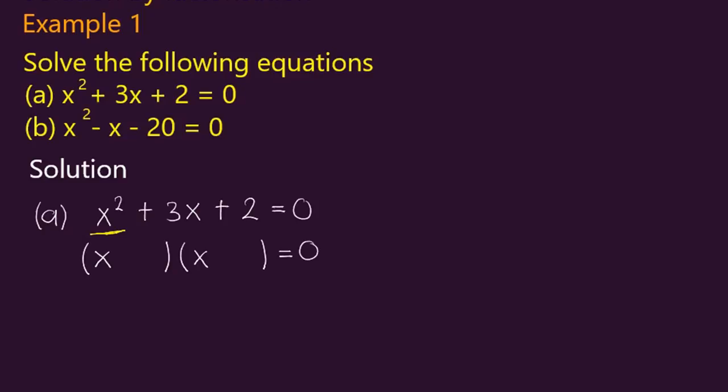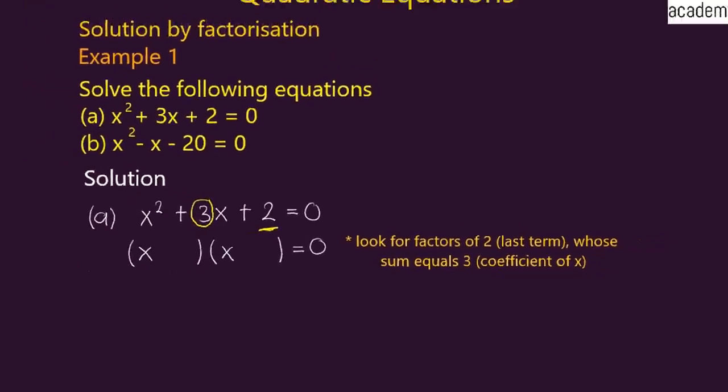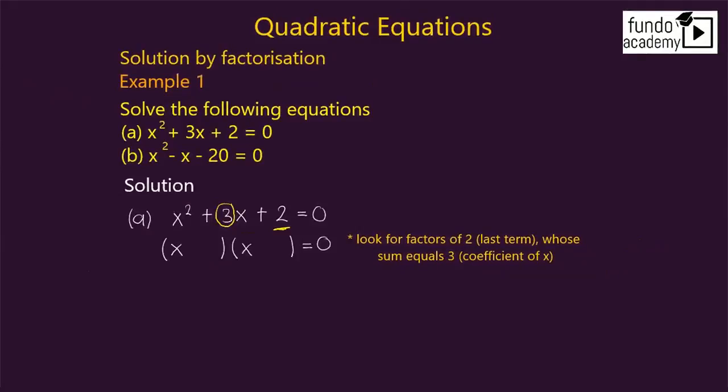And what I do next is I look for factors of the last term. In this case, the last term is 2, whose sum equals the coefficient of x. In this case, the coefficient of x is 3. Alright, so the factors of 2 whose sum will give us 3.